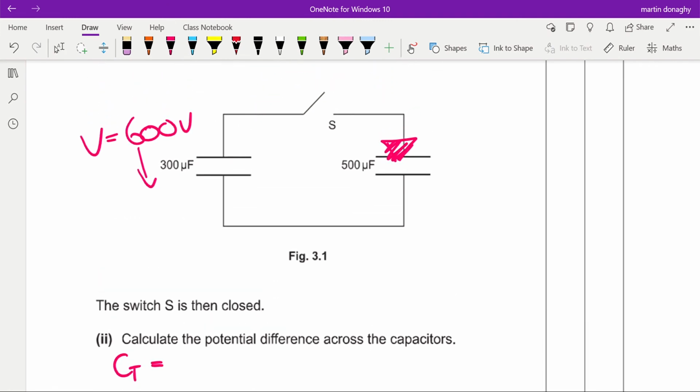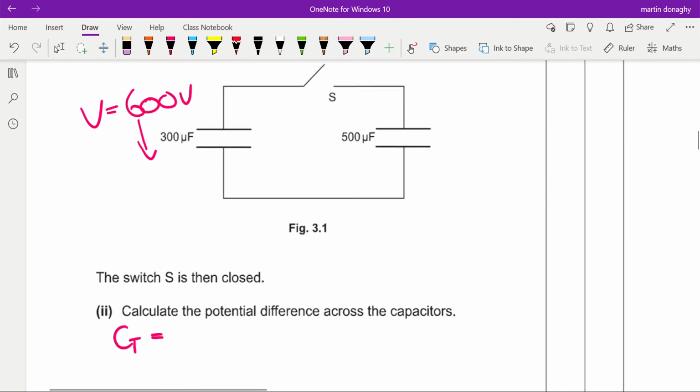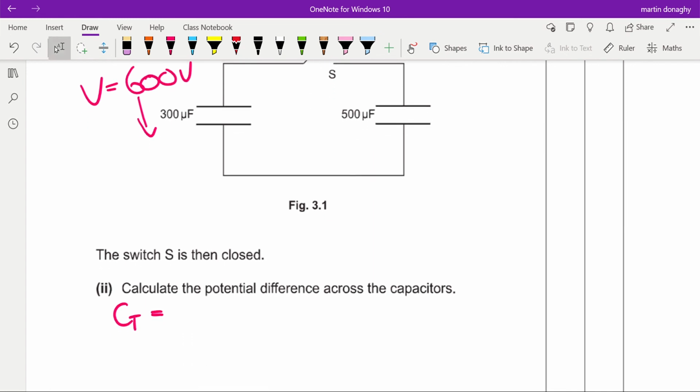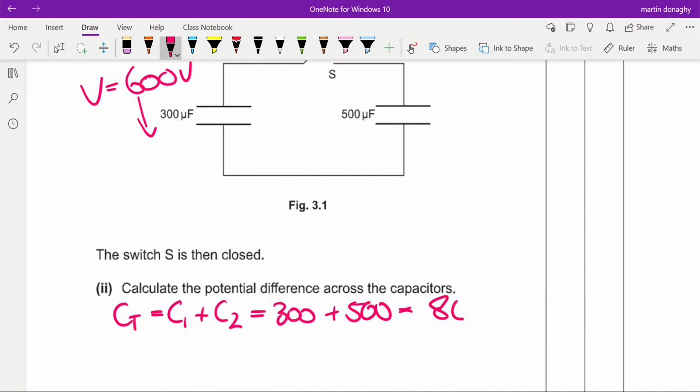We've talked about this type of question before. The key thing to remember, well, there's a few key things. First thing, they are connected in parallel. So we add or find the total capacitance just by adding the separate capacitances, which gives us that it is 800 microfarads.